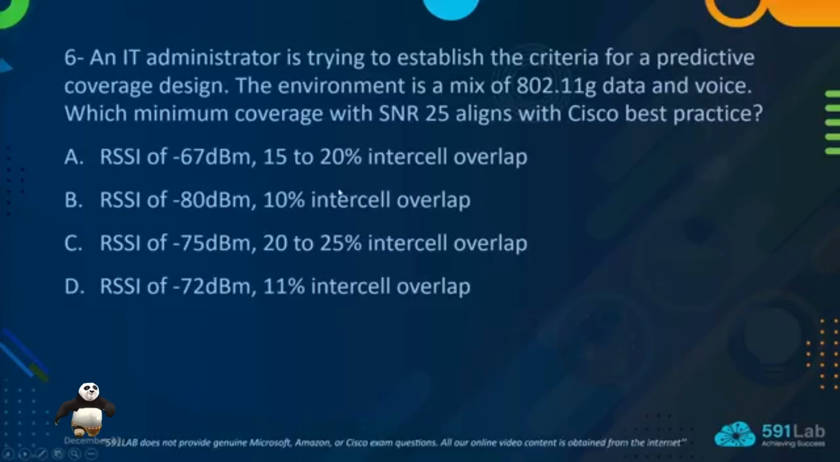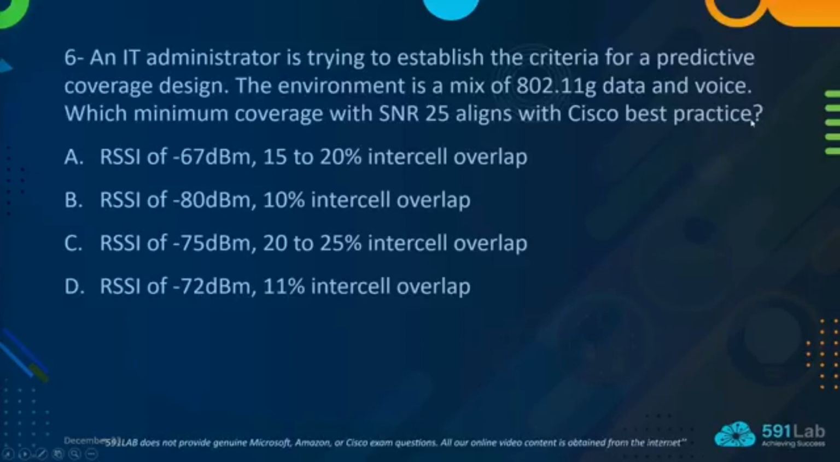Okay. An IT administrator is trying to establish the criteria for a predictive coverage design. The environment is a mix of .11g data and voice. This is very, very important. We're talking about data and voice. Why voice? Because it has a really critical set of criteria that we need to adhere to. So we're talking about which minimum coverage with SNR25 aligns with Cisco best practices.